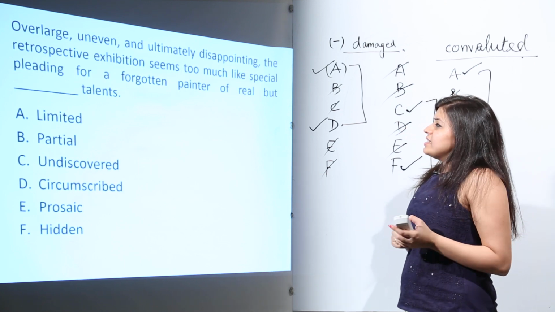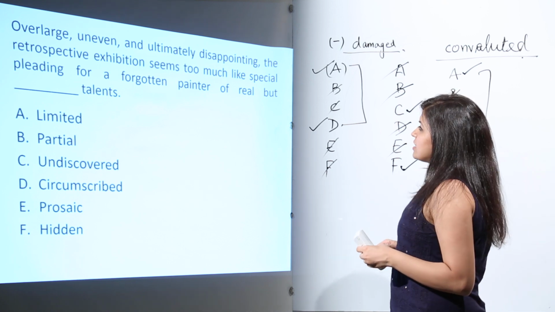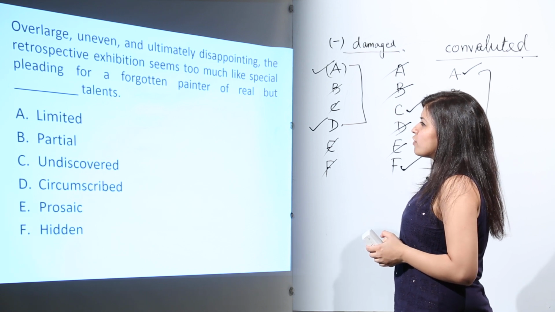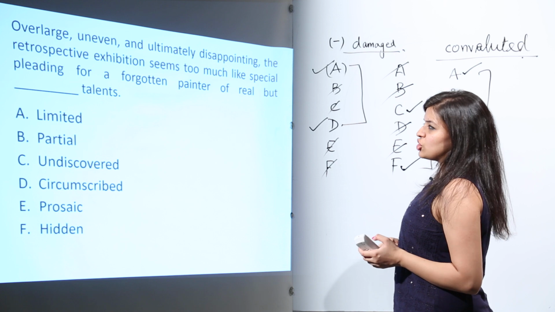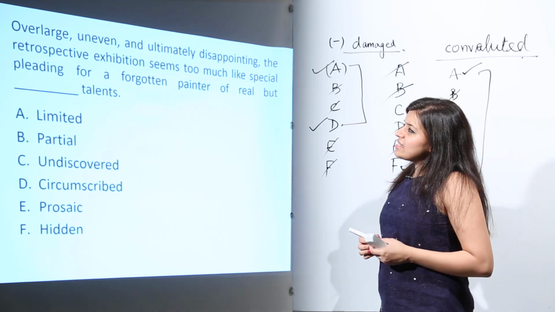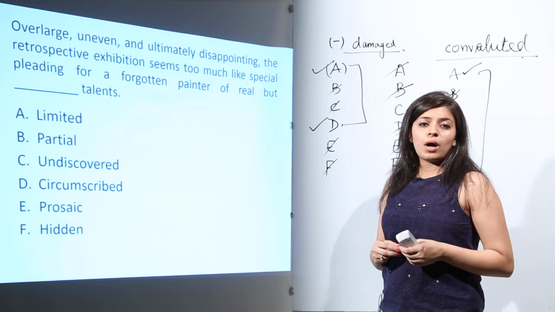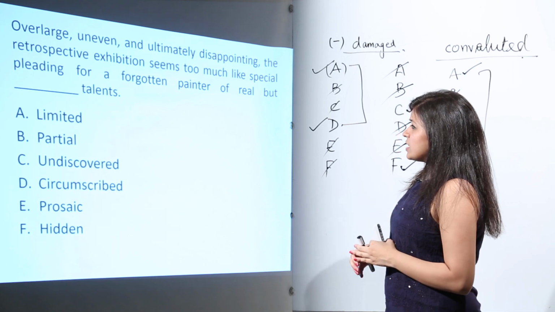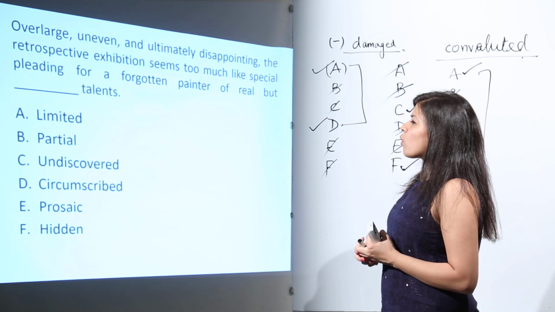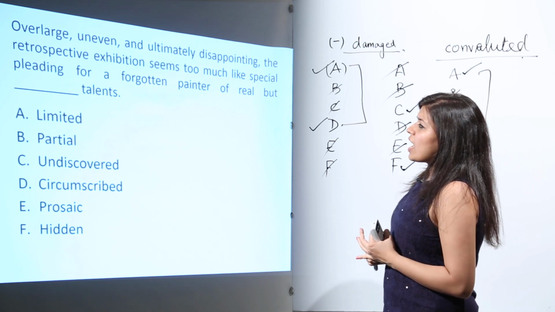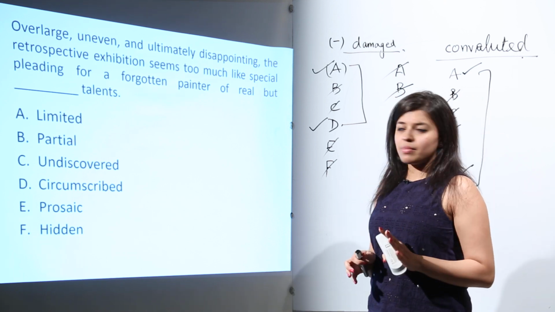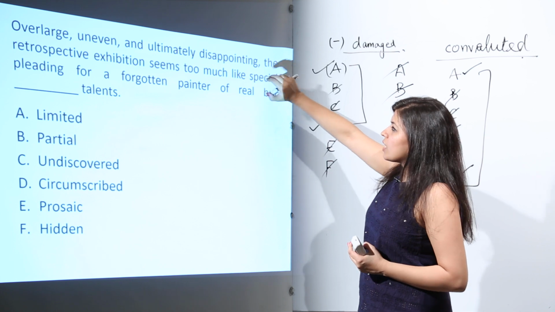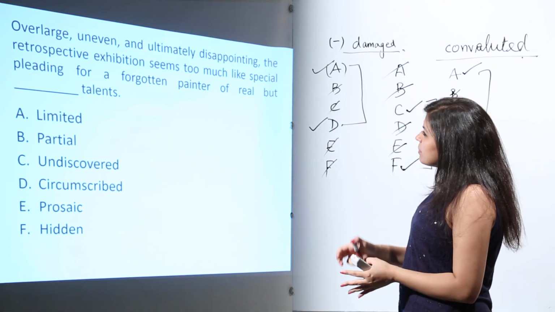Okay. This says overlarge, uneven and ultimately disappointing. The retrospective exhibition seems too much like special pleading for a forgotten painter of real but dash talents. Now in this we are talking about a painter whose retrospective exhibition seems too much like special pleading for a forgotten painter. That means the painter has been forgotten by people, no longer do people remember that painter, and that is why it has become disappointing.